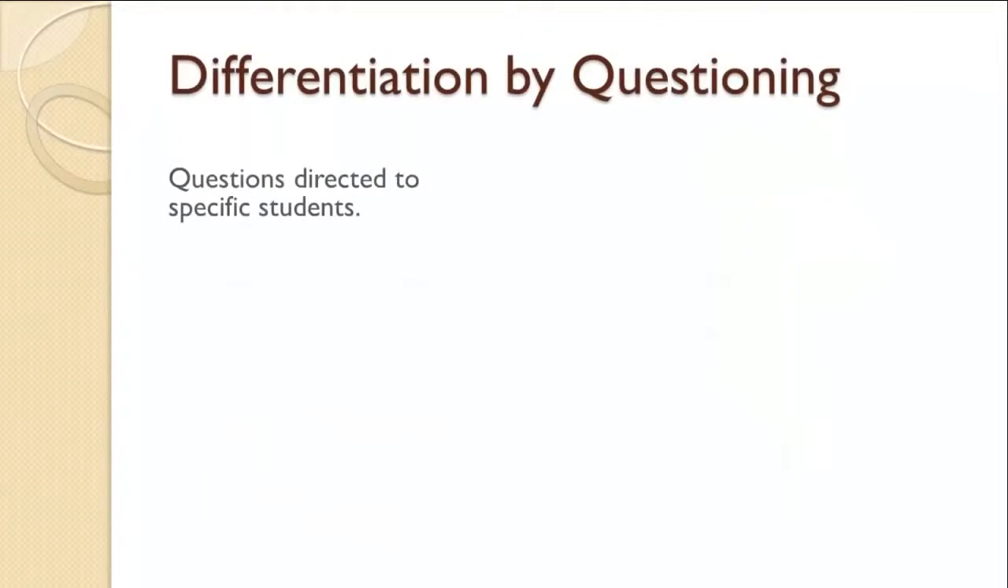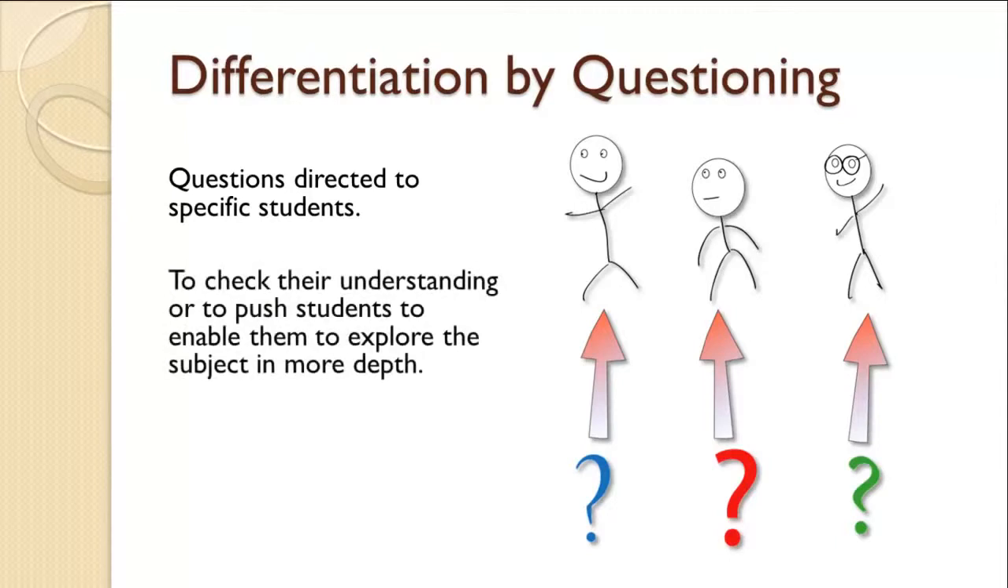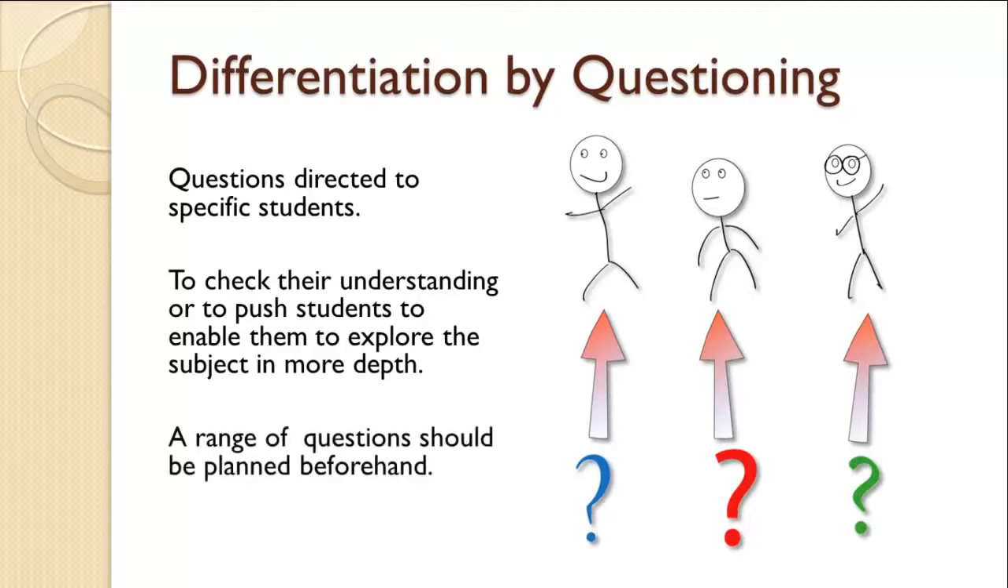Differentiation by questioning would include questions directed to specific students taking account of their levels of ability and their self-confidence. This could either be to check their understanding or to push them to enable them to explore the subject in more depth. A range of questions should be planned beforehand. This should incorporate the assessment of different levels of learning. For details on different levels of learning, refer to Bloom's taxonomy.